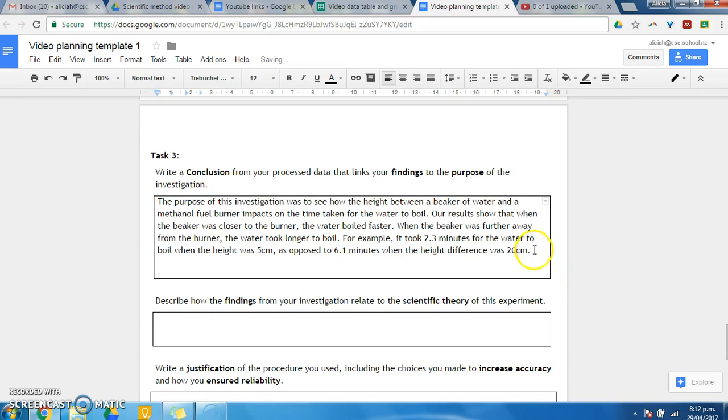So that conclusion has all the parts it needs. It said what the purpose was, it said what our results show and how that relates, and it's also included some data points from our graph or data table.